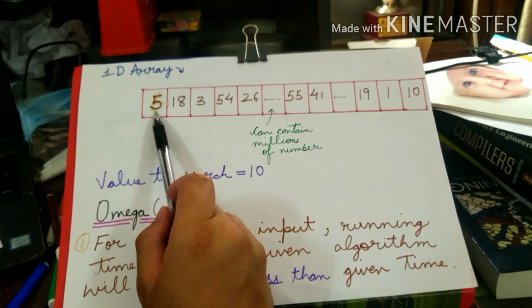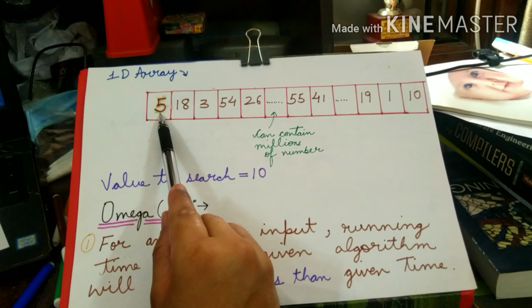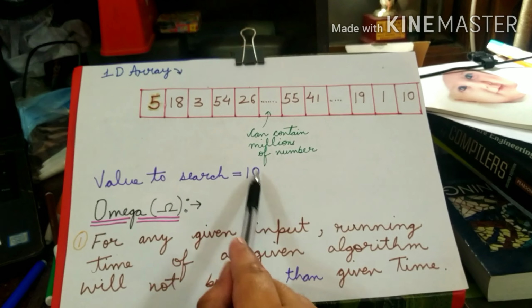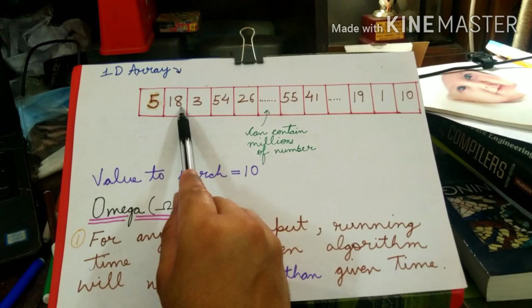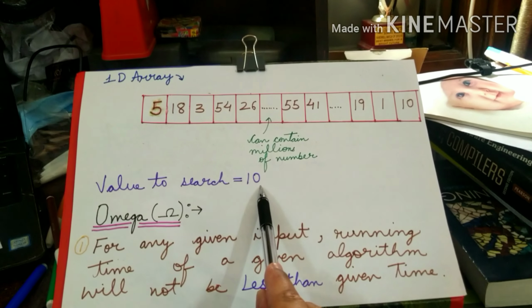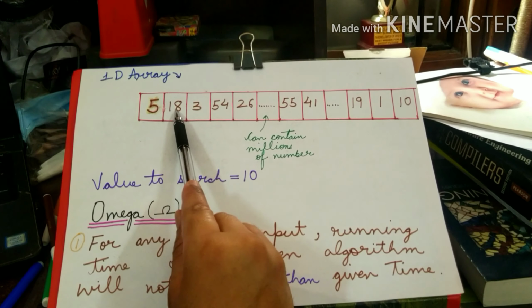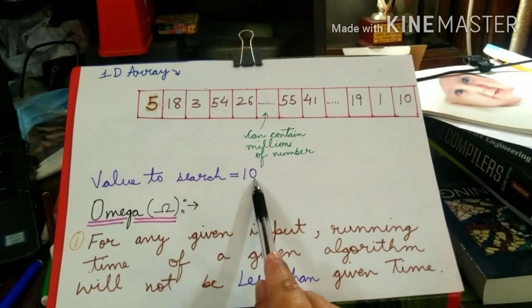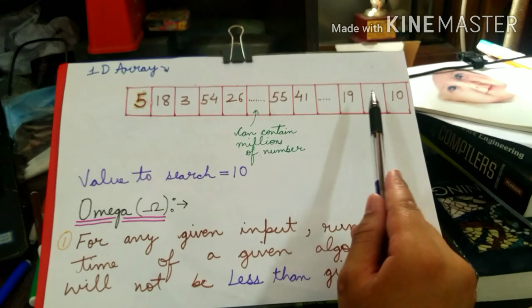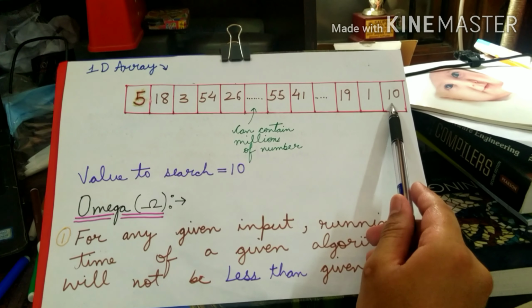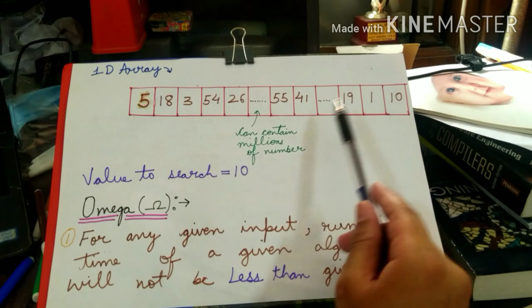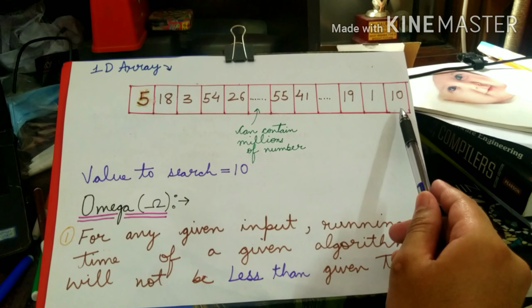First, we will check the first cell, which contains 5. 5 is not equal to 10, so we will move to the right. Now we will check the second cell. 18 is not equal to 10, so we will move to the third. 3 is not equal to 10, so similarly we will keep on moving forward and finally we reach the last cell, and the last cell contains the value 10. 10 is equal to 10. So finally we obtain our answer.